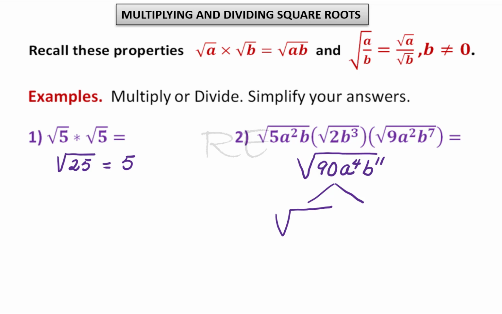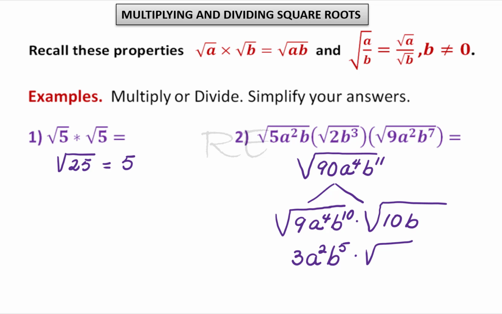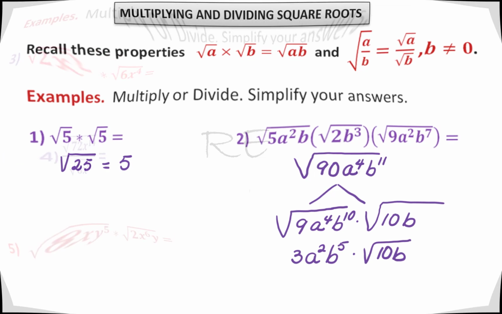Now we're going to separate the perfect square from the irrational. 90 is 9 times 10. 9 is a perfect square. A to the 4th is perfect. B to the 11th is b to the 10th, which is perfect, times b. The square root of 9a to the 4th b to the 10th is equal to 3a to the 2nd b to the 5th. The answer is 3a squared b to the 5th times the square root of 10b.